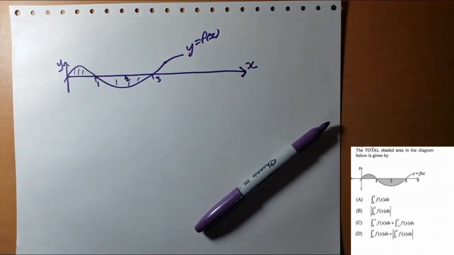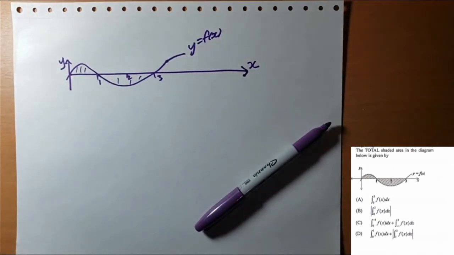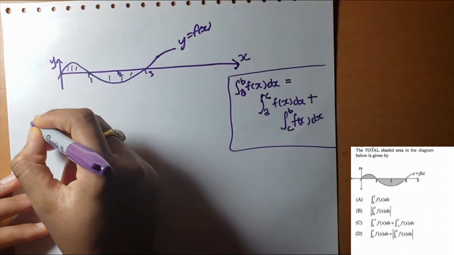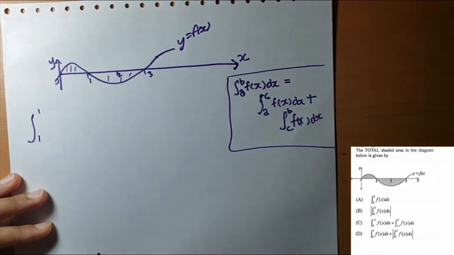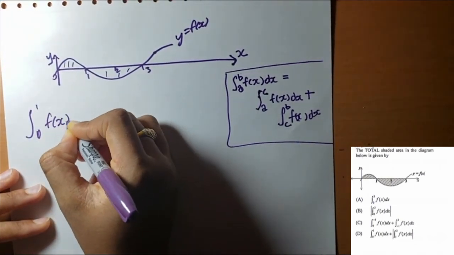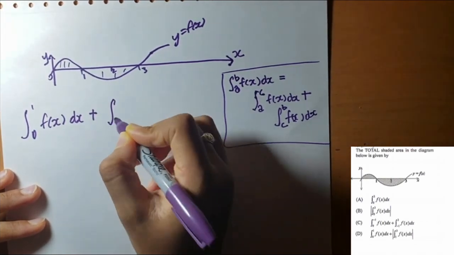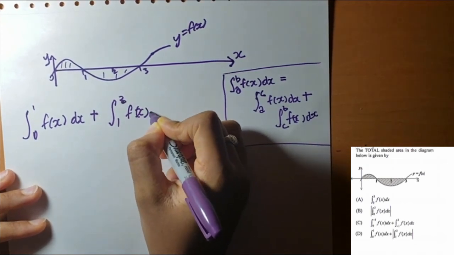Okay, so for this question, we're given a diagram and we're being asked to find the total shaded area in the diagram, right? So basically, we want to find the shaded area of here plus the shaded area of here. We say, alright, cool, no problem. So now that's basically the integral from 0 to 1 of f(x) dx plus the integral from 1 to 3 of f(x) dx.